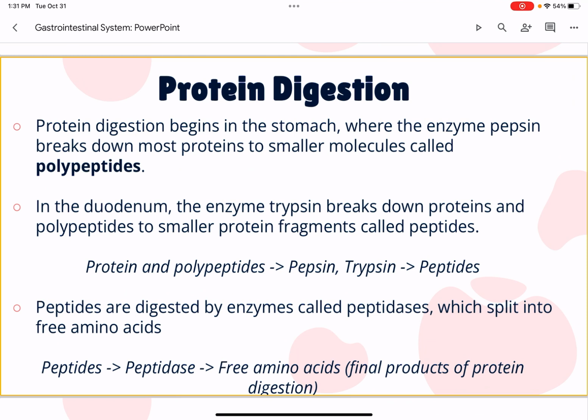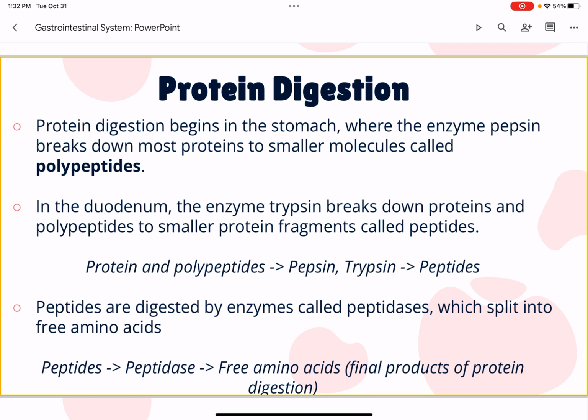Finally, protein digestion. Protein digestion begins in the stomach, where the enzyme pepsin breaks down most proteins to smaller molecules called polypeptides. Proteins consist of small molecules called amino acids, which are linked together by chemical bonds called peptide bonds. During protein digestion, peptide bonds are broken and free amino acids are released.